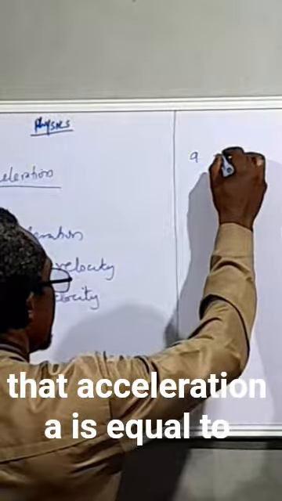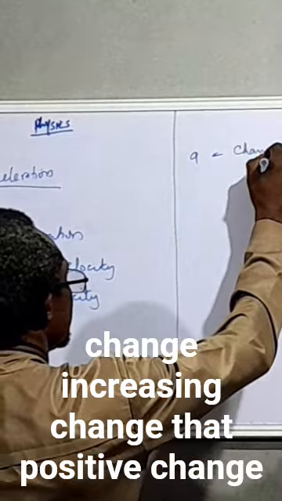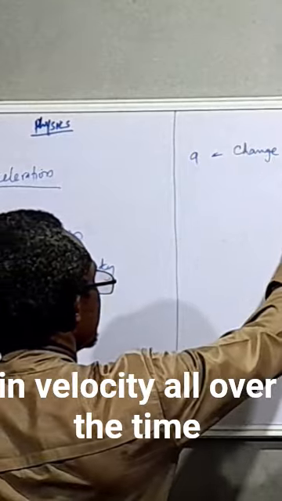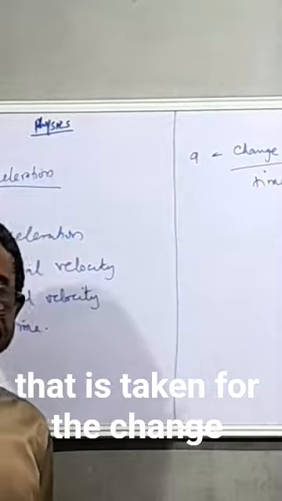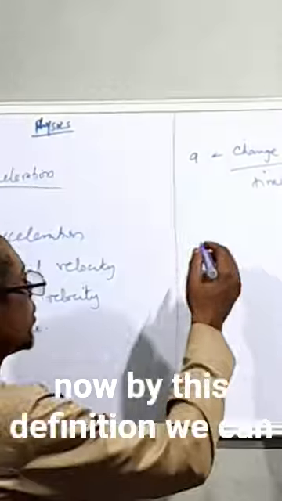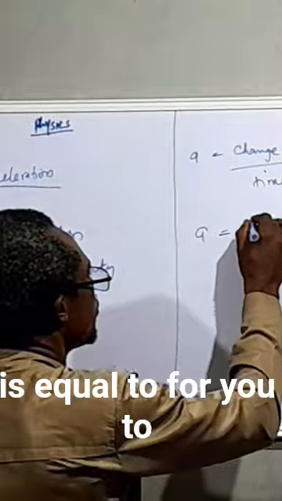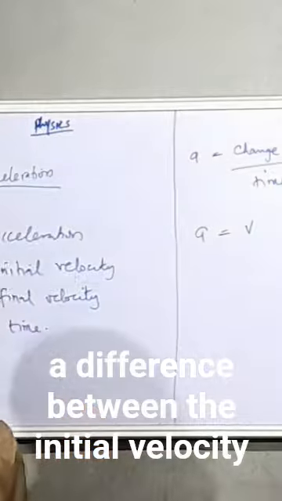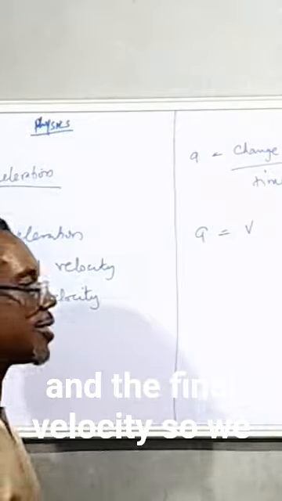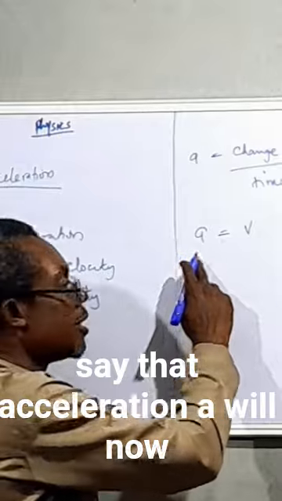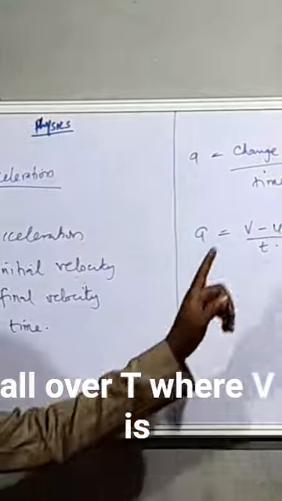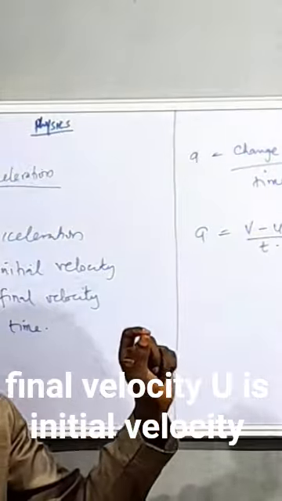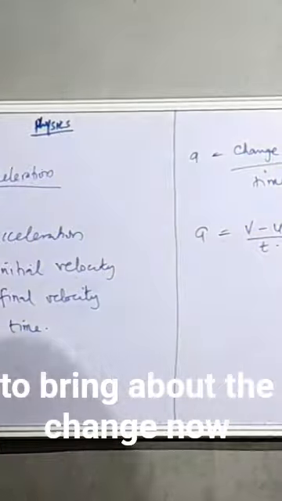So by the definition we are saying that acceleration A is equal to the change, that positive change in velocity, all over the time that is taken for the change. Now, by this definition, we can rewrite this to say that A is equal to, for you to get the change, it will be the difference between the initial velocity and the final velocity. So we say that acceleration A will now be equal to V minus U all over T, where V is final velocity, U is initial velocity, and T is our time taken to bring about the change.